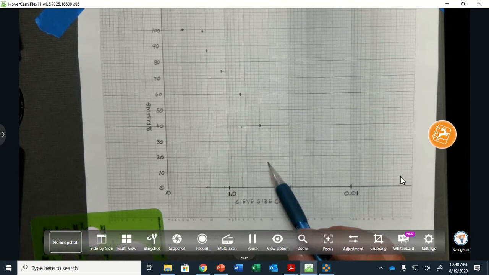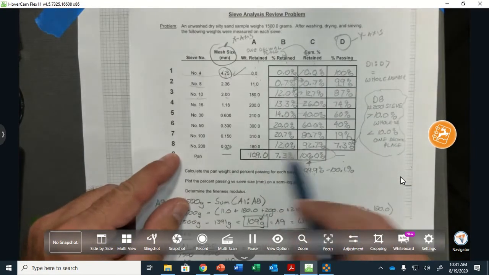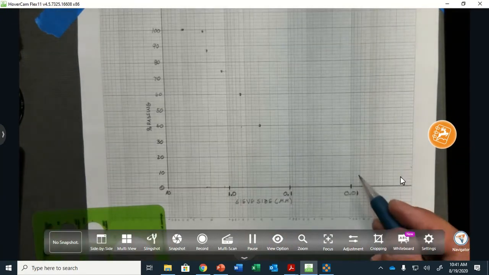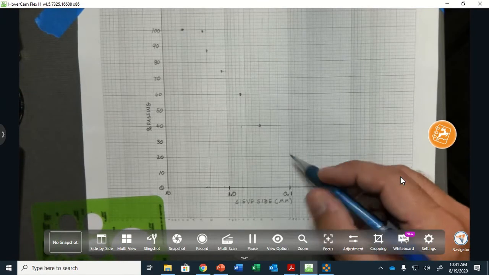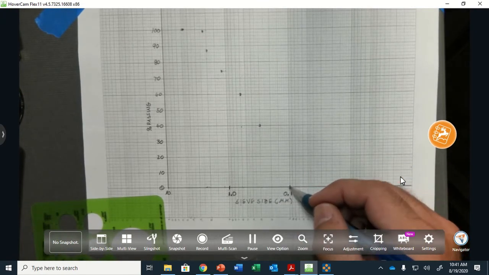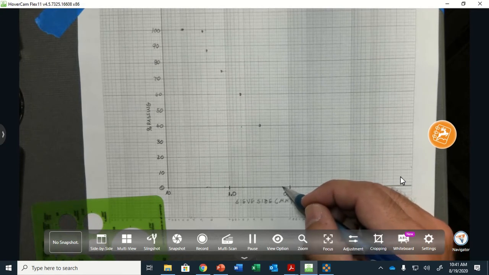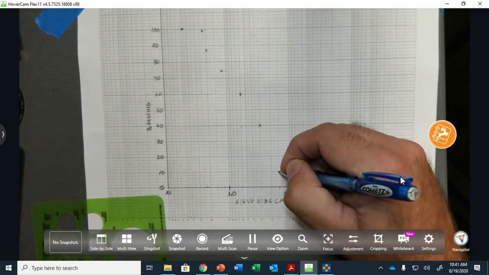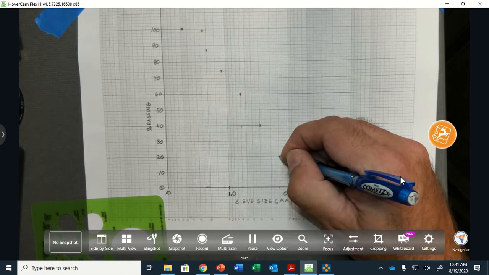Now, the next one is the number 100 sieve, which is 0.150, and we're at 19%. 0.150. So this is 0.2. So obviously this would be 0.1, 0.11, 0.12, 3, 4, 5. So 0.150. And then again, we were at 19%. So here's 20, here's 18, and it's just below that.